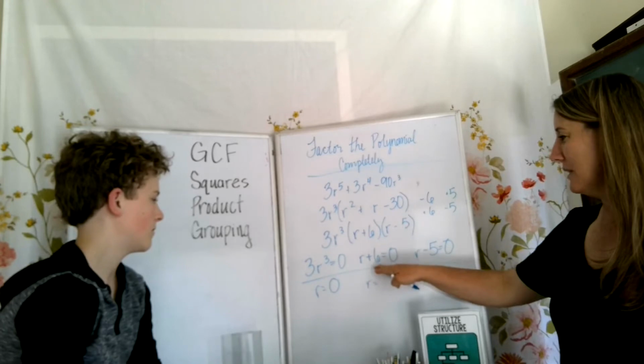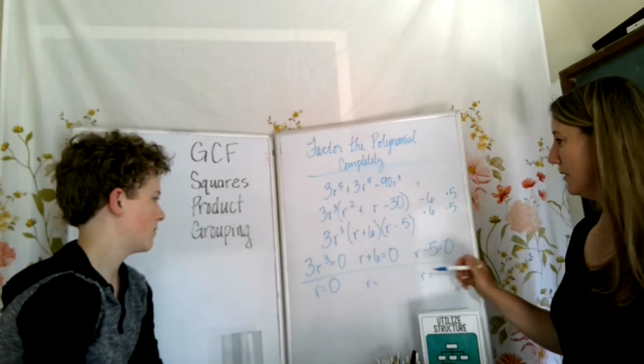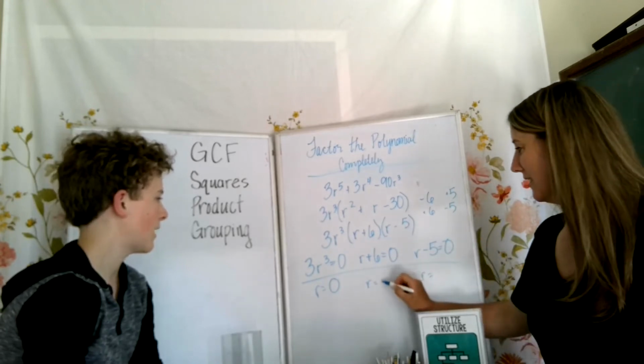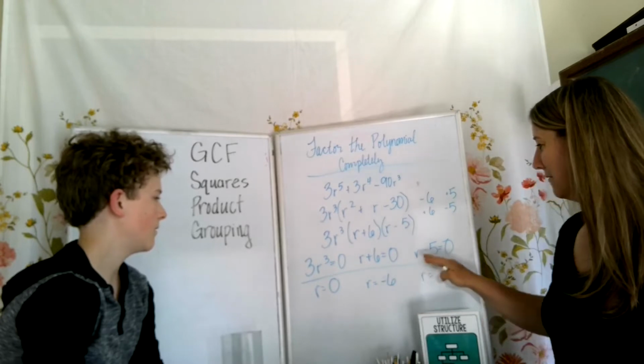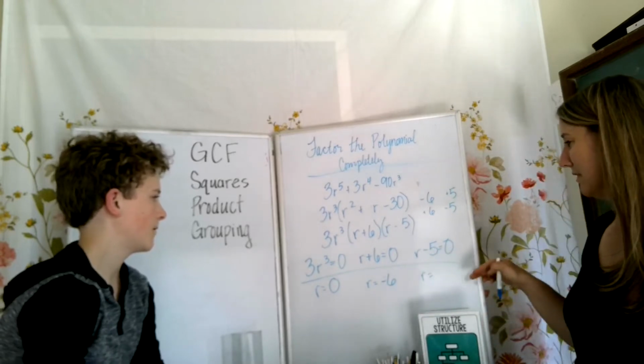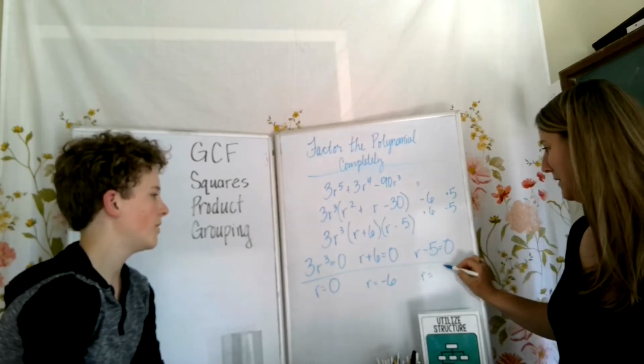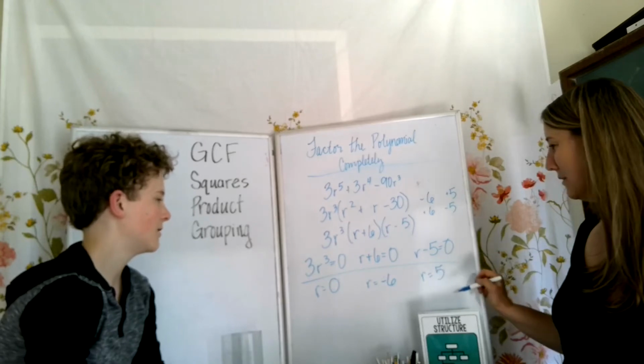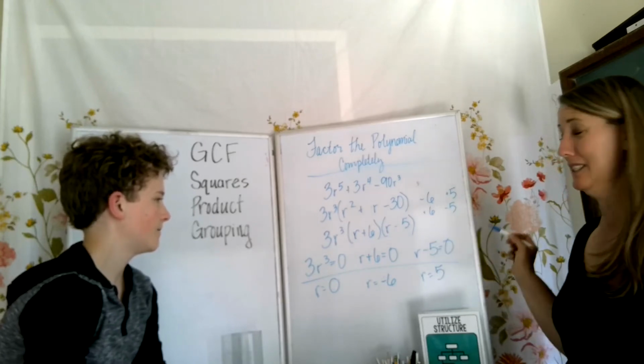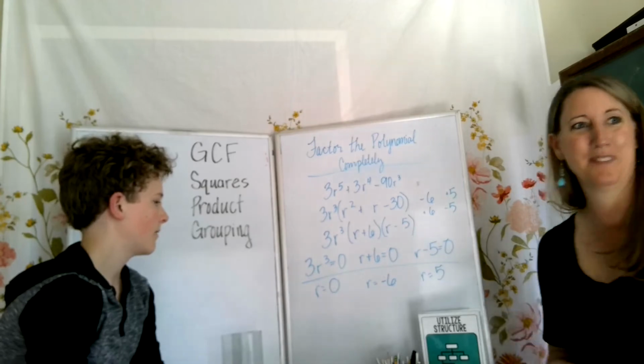Now for r plus 6 equals 0, what would r be? R would be negative 6. Awesome. And for r minus 5 equals 0, what is r? R would be 5, right? Awesome. And you do that quick check. You plug that back in there. 5 minus 5 gives you 0. So we're golden.